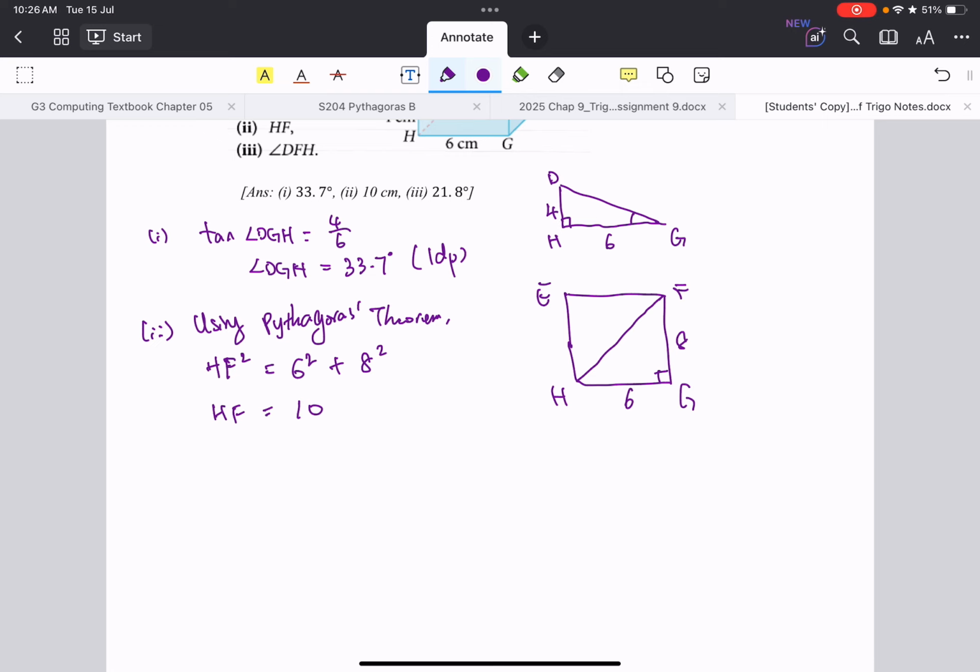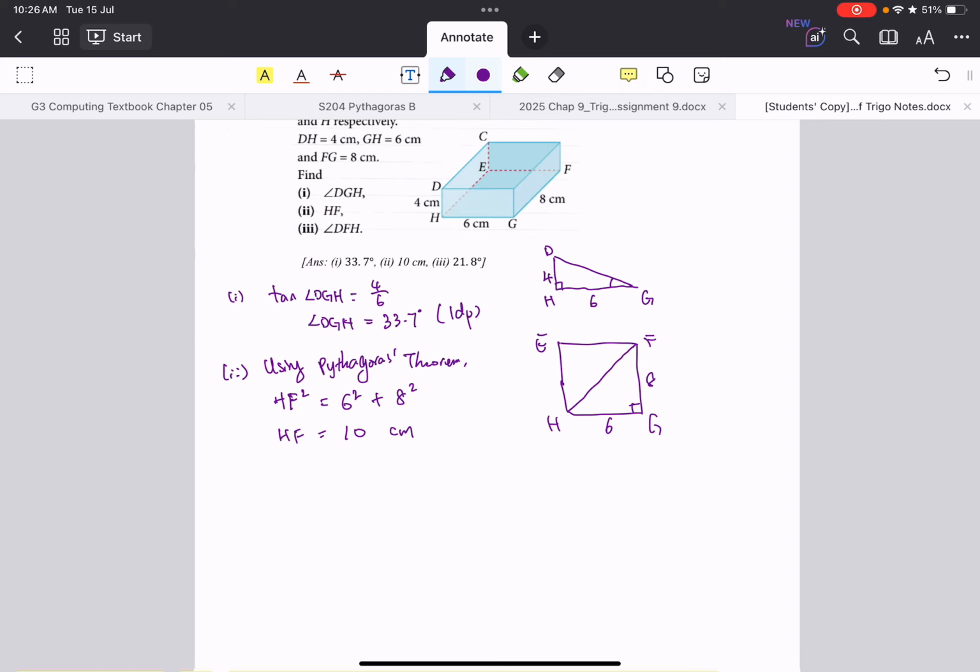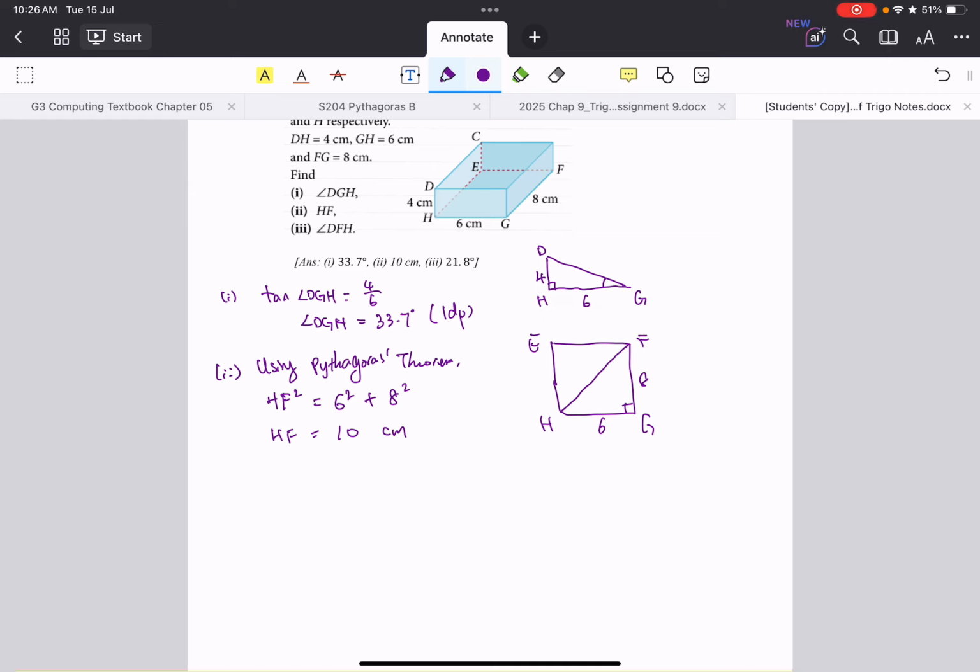The units are in centimeters. Okay, let's write it down. Okay, so we got that. And part 3, this time we want DFH. Same thing, I'm going to sketch DFH. D here, H here, F is over here. We know that this is 4 units, and that's all the information we have. Oh, we have HF. We have found it.